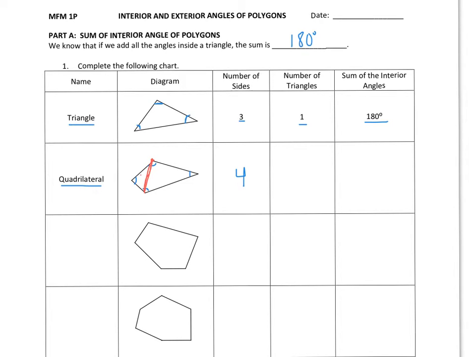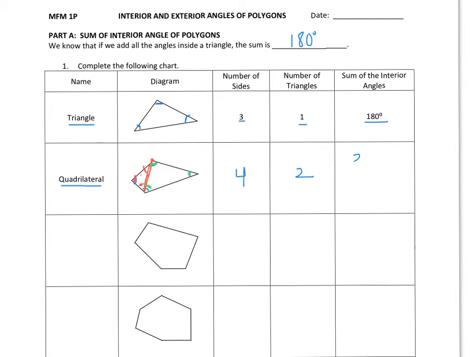And if I look at my triangles, I could say that this was 180 degrees. If I add these 3 angles together, that equals 180 degrees. And if I add these 3 angles in this triangle together, it equals 180 degrees. So we have 2 triangles here.